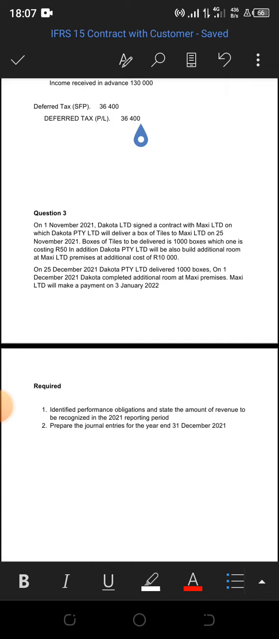So on 25 December 2021, Dakota Pty Ltd delivered 1,000 boxes. Then on 1 December 2021, Dakota completed the additional room at Maxi's premises. Maxi will make a payment on 3 January 2021. So the requirement is to identify the performance obligation and state the amount of revenue to be recognized in 2021.